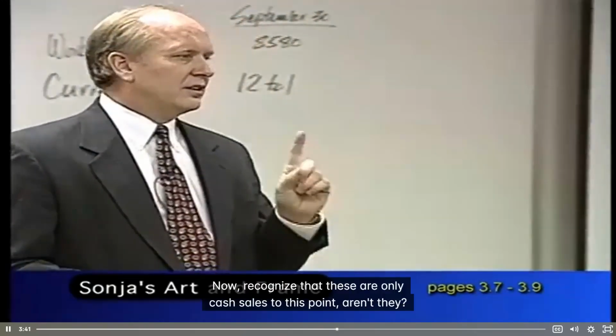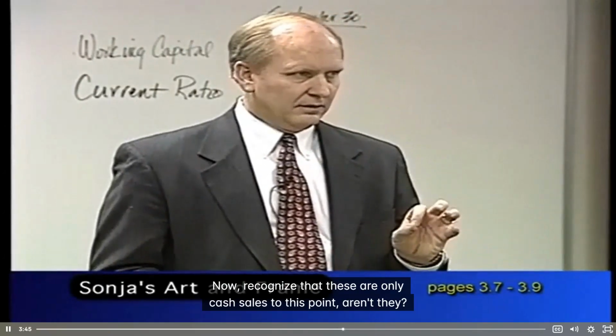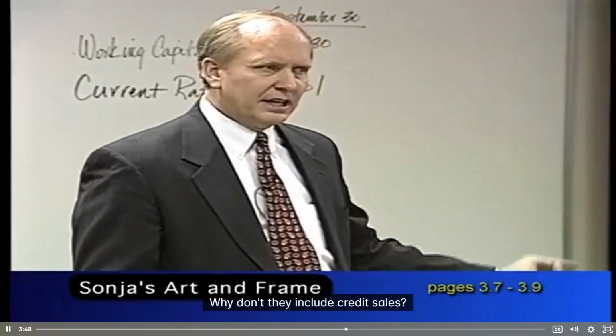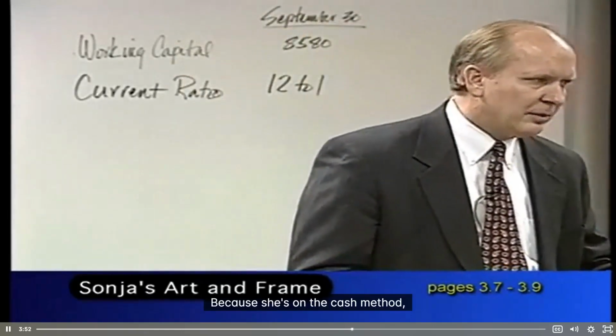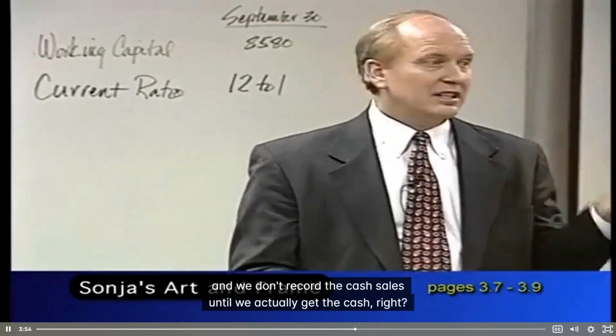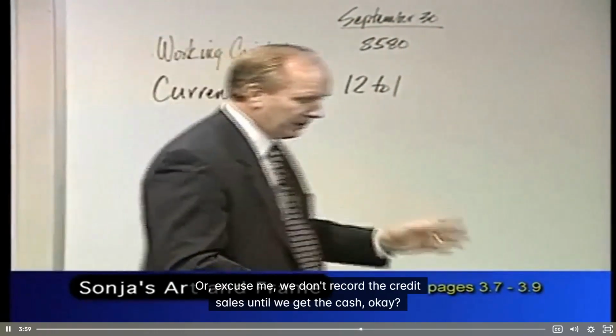Now recognize that these are only cash sales to this point, aren't they? Why don't they include credit sales? Because she's on the cash method. And we don't record the credit sales until we actually get the cash.